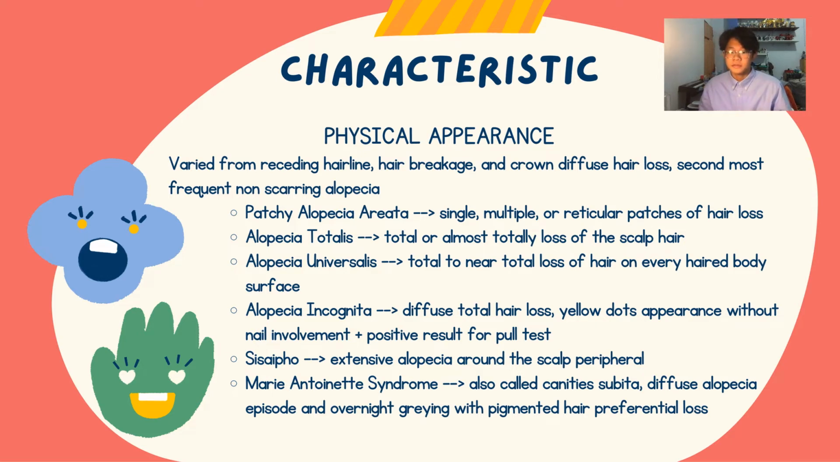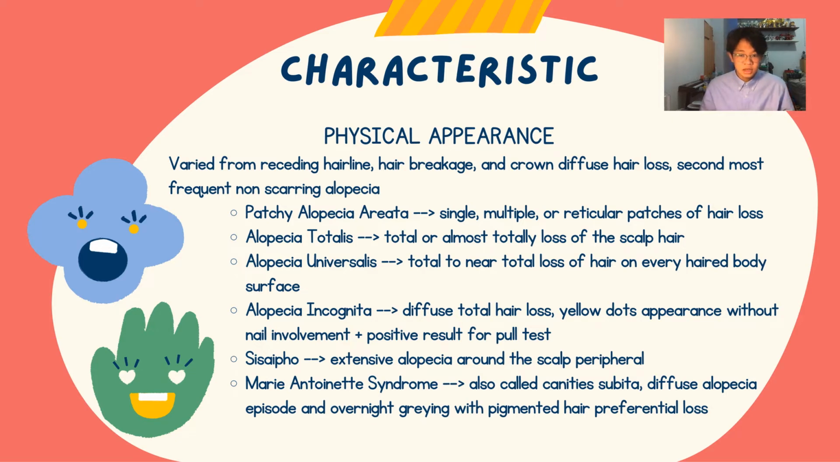Next is the fifth type, which is called ophiasis, where there is band-like hair loss along the head circumference, especially on the temporal and occipital bone. Next is the sixth type, which is called sisaipho, and this is when alopecia areata is described by an extensive alopecia around the scalp periphery.